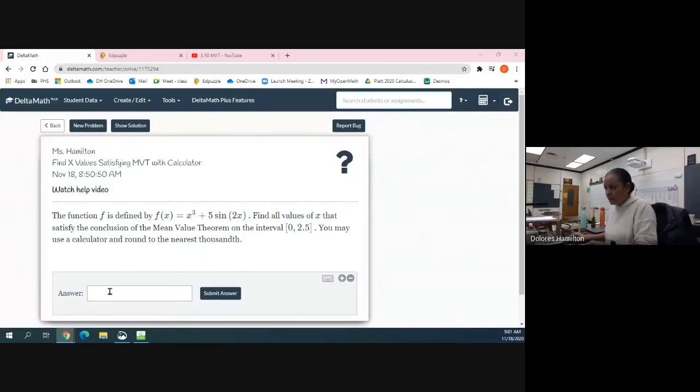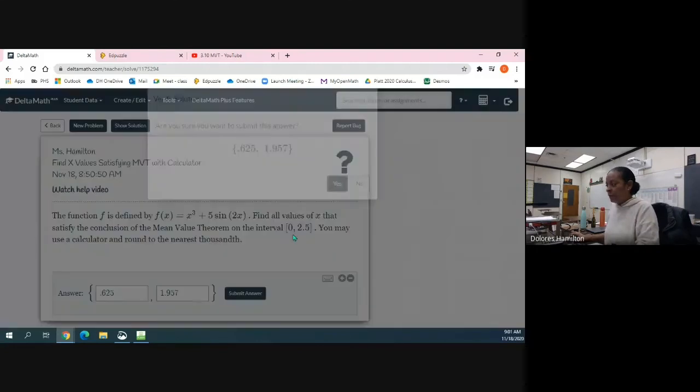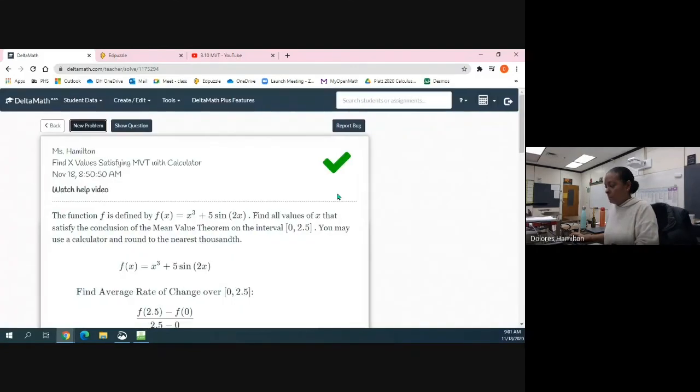Whoa. So next we type in those 2 zeros. One was 0.625, and then we tack on the second. Cross our fingers, and we're good to go.